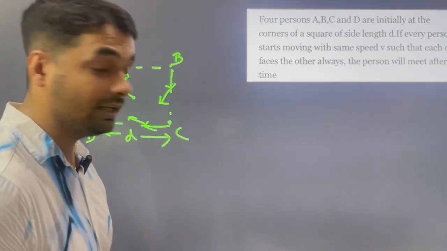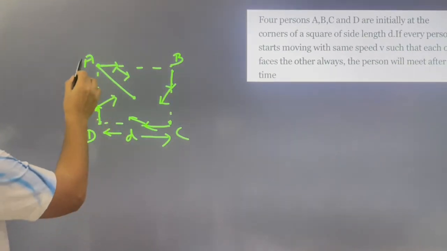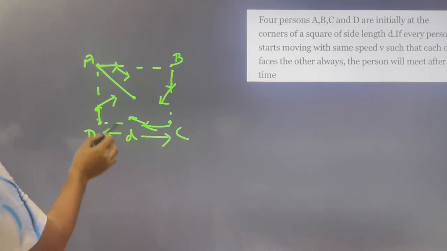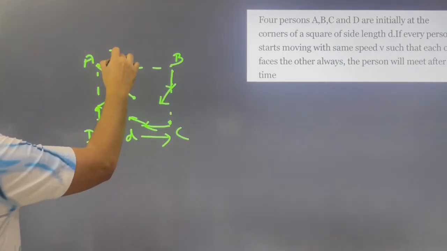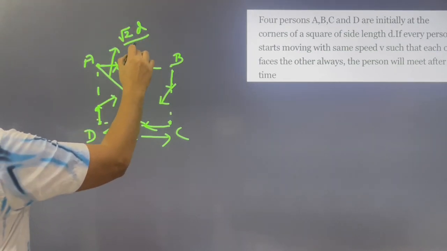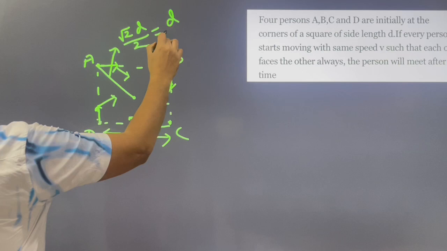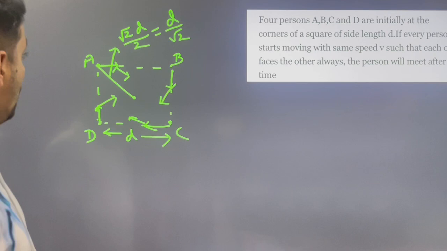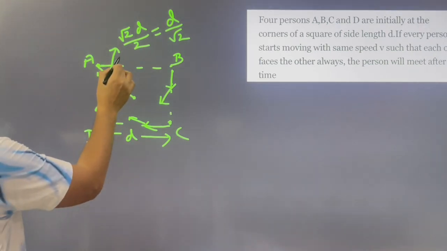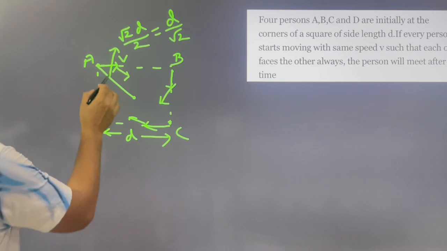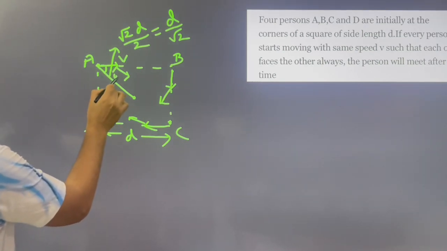of the square. Correct? Now here you know that the diagonal length is root 2 a. The side a is given as d, so half of the diagonal is root 2 d by 2. This is how much? d by root 2. Correct? So the displacement of A is d by root 2. Correct? Now A is moving with speed v in this direction initially. So here this angle is 45 degrees.